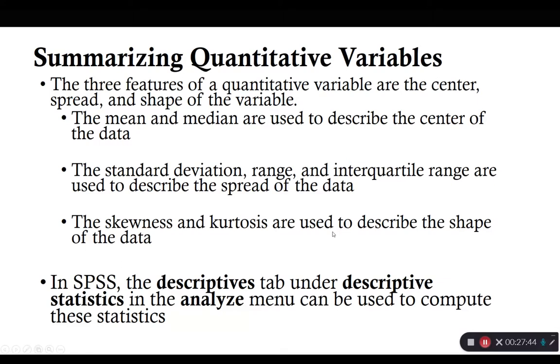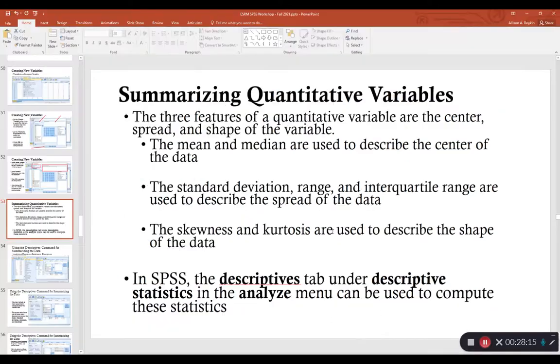Next up, I'll show you how to summarize quantitative variables. The 3 features of a quantitative variable are the center, the spread, and the shape. So values like the mean and median are used to describe the center of the data. The standard deviation, range, and interquartile range are used to describe how spread out the data is. And then skewness and kurtosis are used to describe the shape of the data. In SPSS, we can get descriptive statistics under the descriptive tabs. I'll show you how to do that.